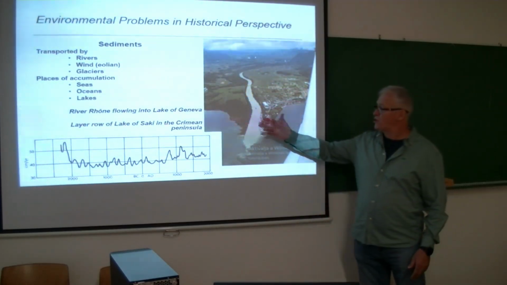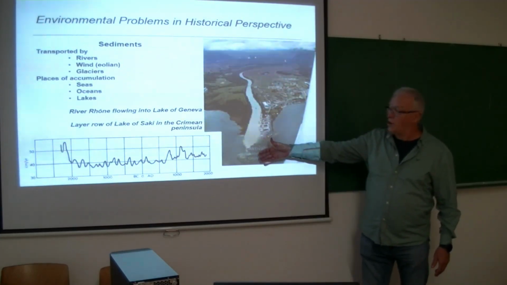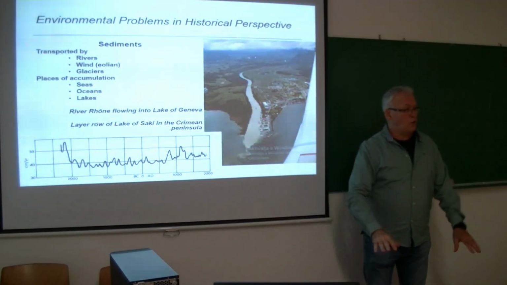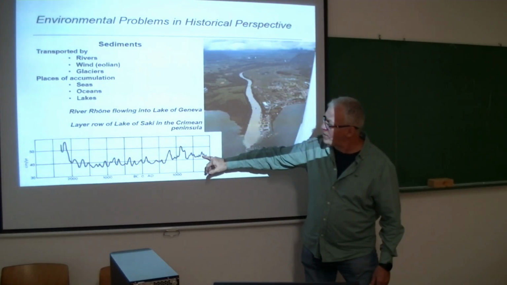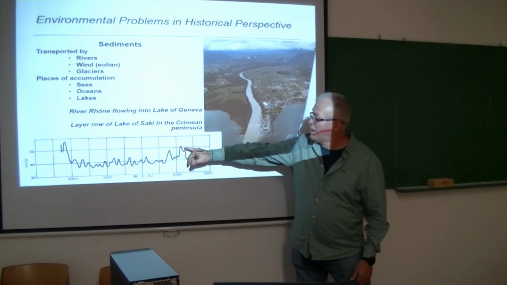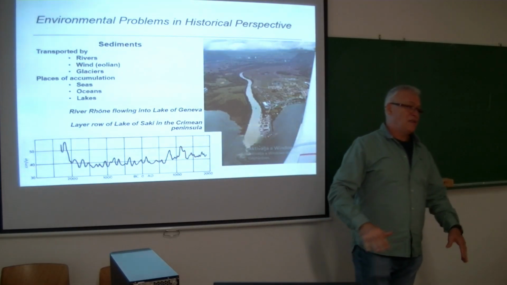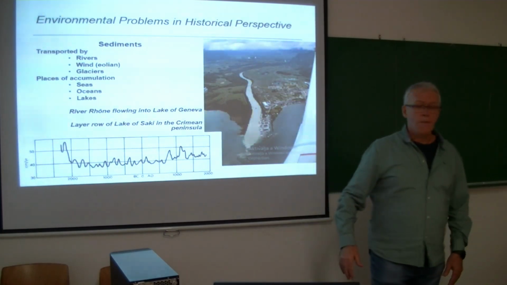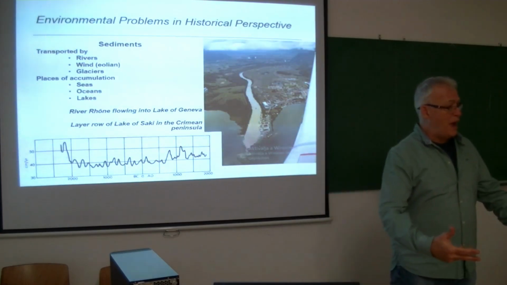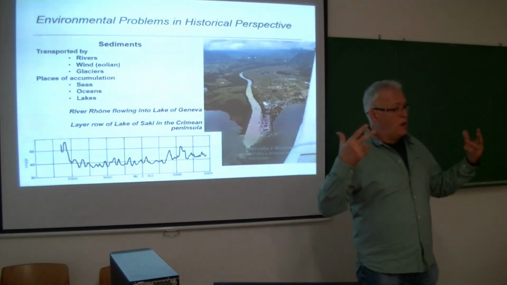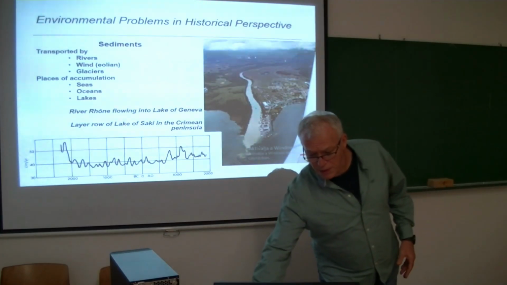This is the same situation in the case of the Rhone River, flowing into the lake and dropping its sediments. And you can see, for example, here a diagram of sediments. A rainy period increases the quantity of sediments, and a drier, drought period decreases the quantity of sediments. Why? Because the flowing energy changes following the quantity of rain, the quantity of precipitation.